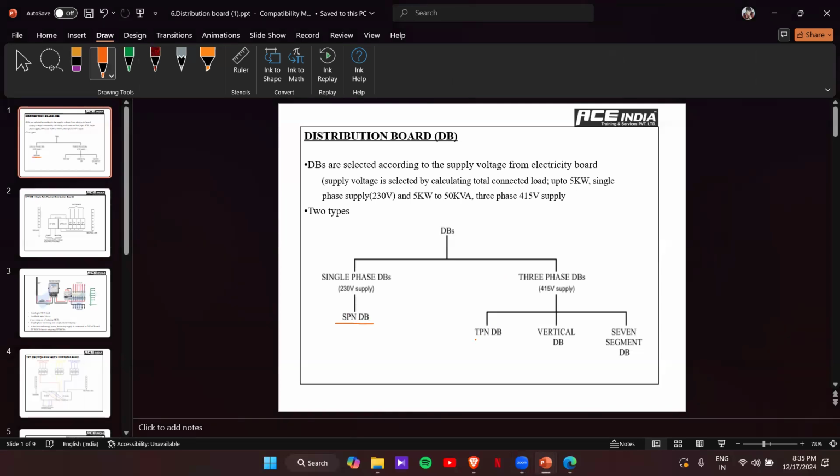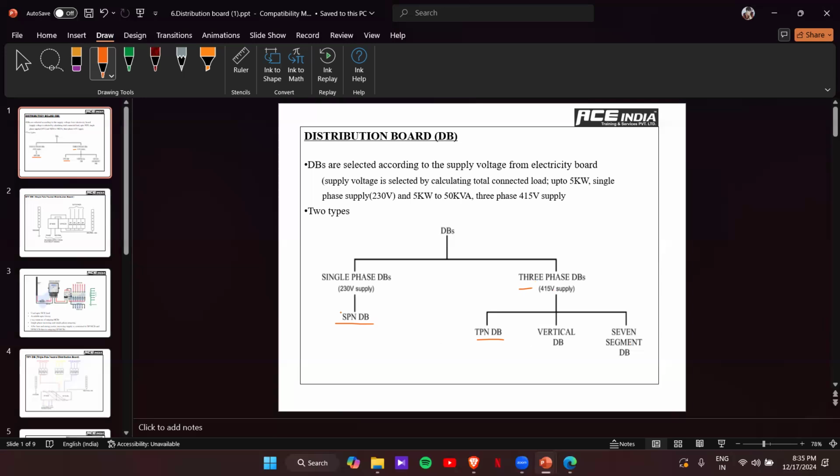Then we have three phase connections. In three phase we have three classifications: TPNDB, triple pole neutral, vertical DB, and 7-segment DB. These are the three classifications, the sub-classifications of the three phase DB. And what's the difference between these?